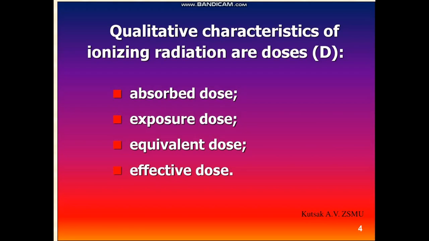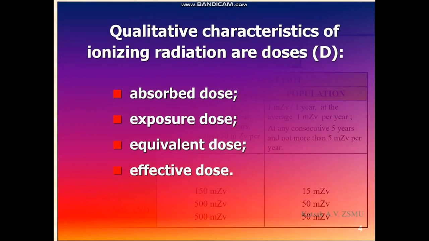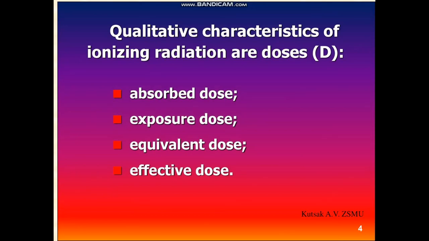Qualitative characteristics of ionizing radiation are doses: absorbed, exposure, equivalent, effective. Absorbed dose, the amount of ionizing radiation energy which is transmitted to the substance. Exposure dose, the amount of radiation to which sensitive body tissue may be exposed under given periods of time. Effective dose is the dose of instant exposure of the body which may cause a biological effect, a measure of the cancer risk to a whole organism due to ionizing radiation delivered non-uniformly to parts of its body. It takes into account both the type of radiation and the nature of each organ being irradiated.